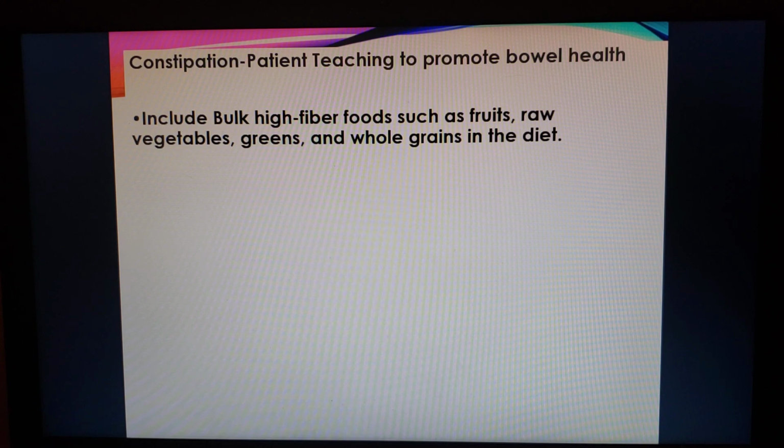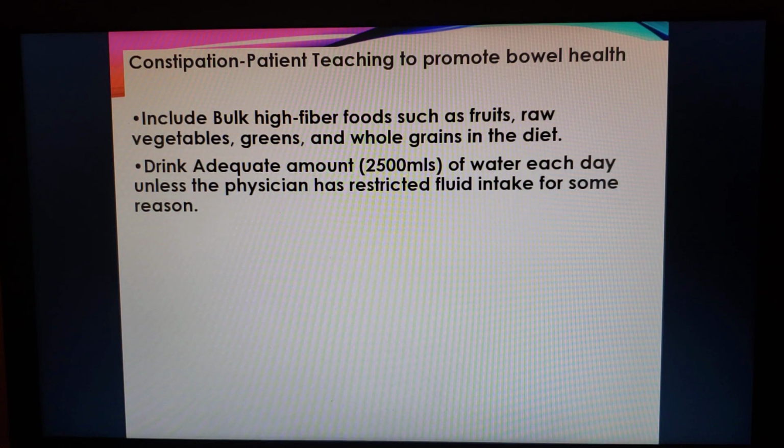So we want to teach our patients to include high fiber foods such as fruits. Include bulk high fiber foods such as fruits or raw vegetables, greens, and whole grains in the diet. It's important to drink adequate amounts of fluid, 2,500 mLs a day, and that's of water, not monster drinks or soda.